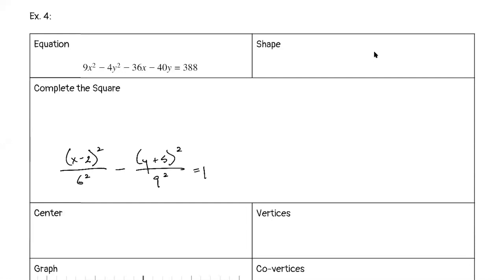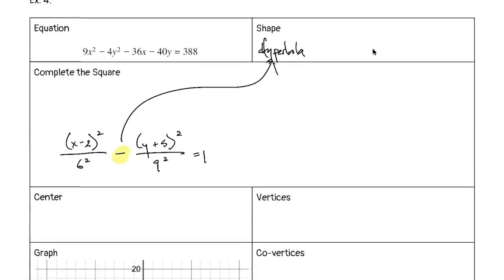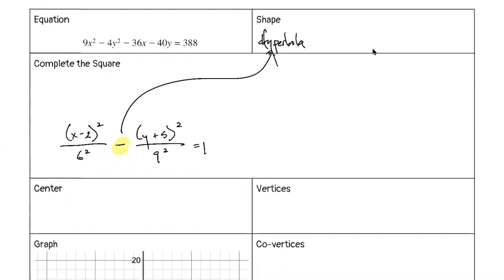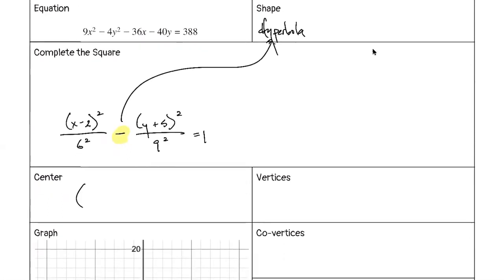All right, what shape is this? And better question, how do we know? Yep, hyperbola because of the minus. That's beautiful reasoning. You don't need to go any more in depth than that, really. If I ask you on an exam how you know, that's sufficient to say, oh, it's a minus sign, so it's a hyperbola. All right, our center, we said earlier, was (2, -5).